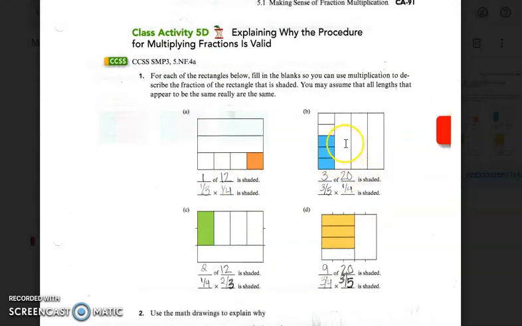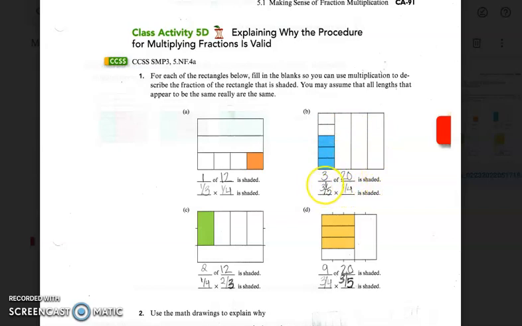Here's another one with a box. You can see here that there are 4 boxes here. And of those 4, 1 would have been shaded. Here's my 1/4. Here you can see that the box would have been divided into 5. And of those 5 would have been shaded 3. There's my 3/5. So 3 out of 20 altogether is shaded.